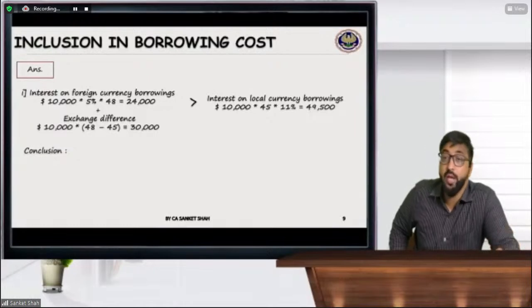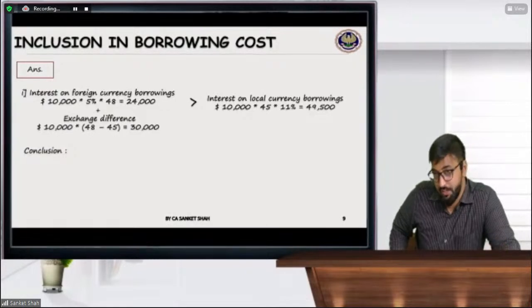Understand, till today, interest is debited to the profit and loss account. But my friends, as per accounting standard 16, you are not going to debit interest in the profit and loss account. There are certain situations where you are going to capitalize interest. Capitalize means you will add the interest not in the profit and loss account, but in the asset account.